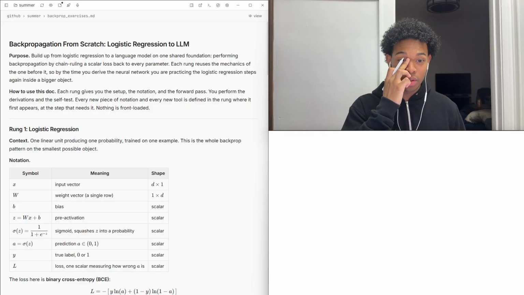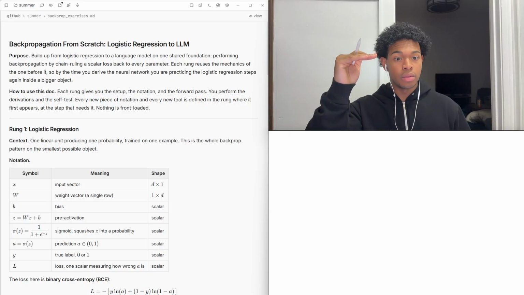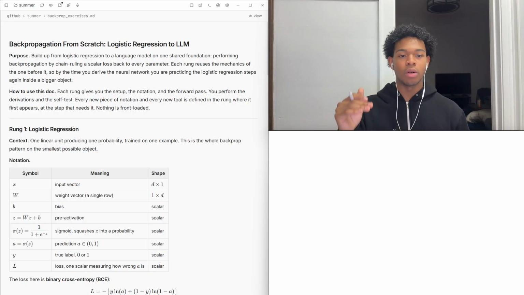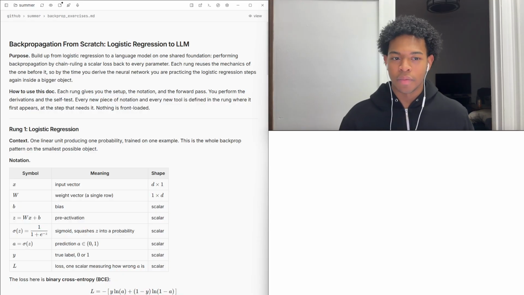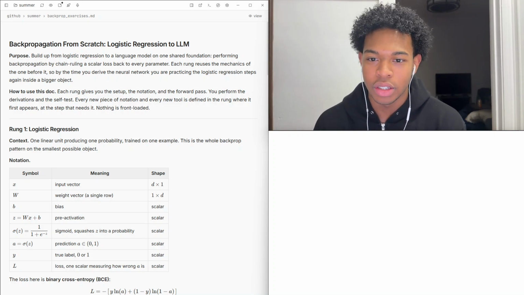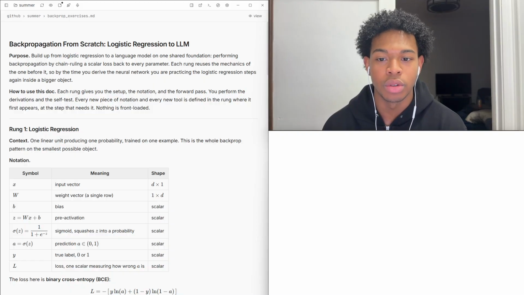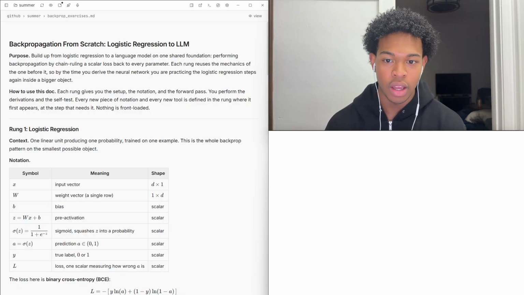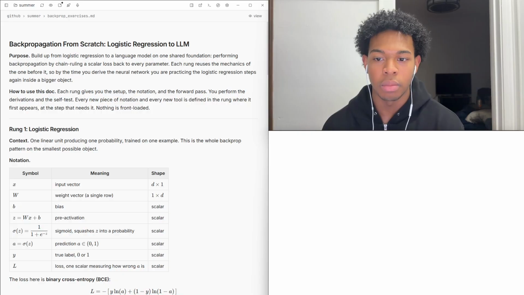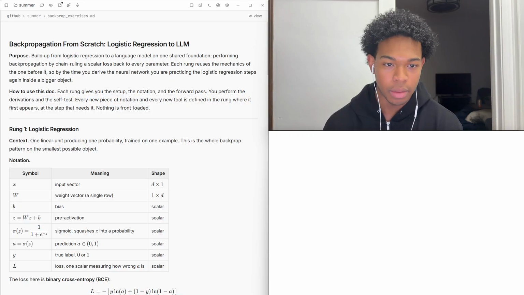Fortunately, we're using the same example of logistic regression, from single-headed logistic regression to multi-headed logistic regression to neural network to large language model. So let's just read it first. The purpose: backpropagation from scratch, logistic regression to LLM. Perfect. The purpose is to build up from logistic regression to a language model on one shared foundation, performing backpropagation by chain ruling a scalar loss back to every parameter. Each rung reuses the mechanics of the one before it. So by the time you derive the neural network, you're practicing the logistic regression steps again inside a bigger object.